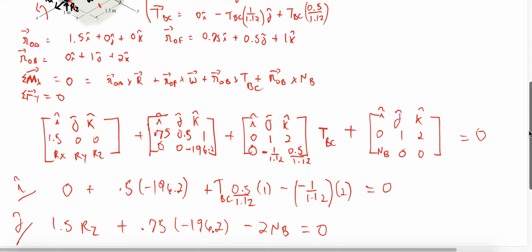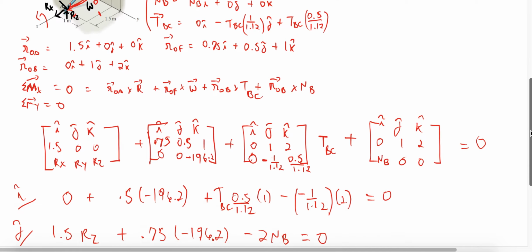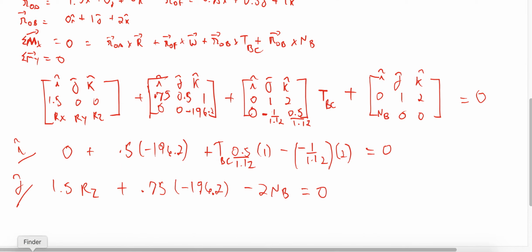Let me see. Can I do the K hat? Why not? We don't really need it to solve it, but maybe it's easier. Maybe it will give us an unknown right away. So let's see. We would have 1.5 times RY. This guy would be 0. So plus, the second matrix cross product is 0. 0.75 times 0, minus 0.5 times 0.